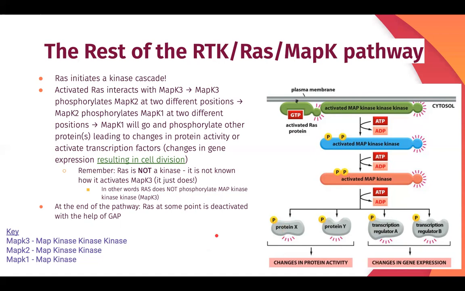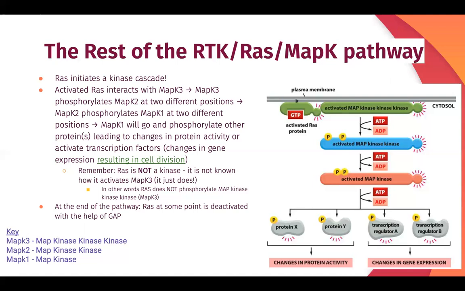Arguably MAP kinase 1, or just MAP kinase, is the most important part of this pathway, in that it can activate the things that directly affect protein activity and gene expression. Not to say the other things aren't important, but it's kind of the trigger for all the downstream effects.